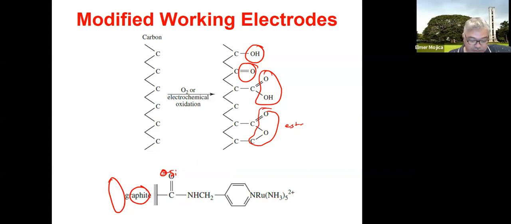And what you do is you're going to attach this thing with, what is this? What functional group is this one? CO, carbonyl group, okay? Or we could say amine or amide. So there's an amide group that you have here. So you can make some modification by attaching it in a graphite electrode. So if I'm not mistaken, this is a pyridine ruthenium complex that you can use.